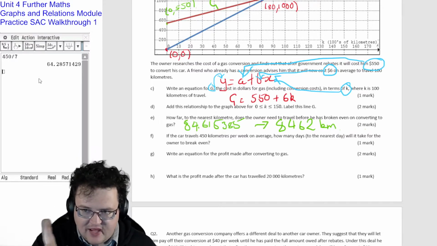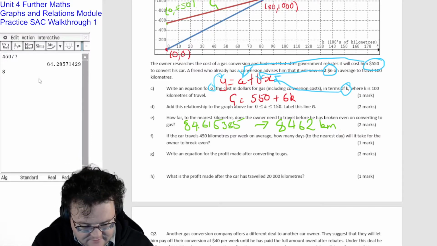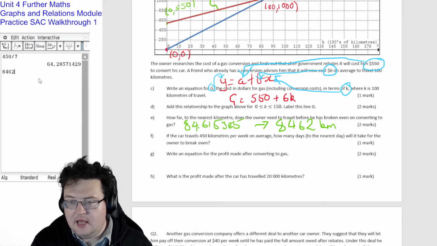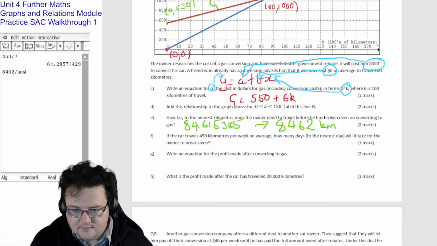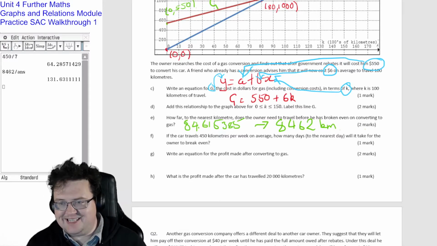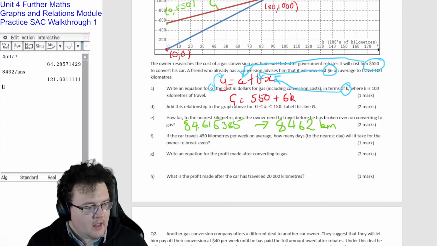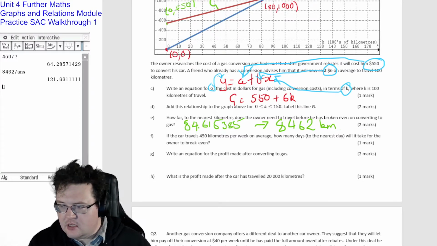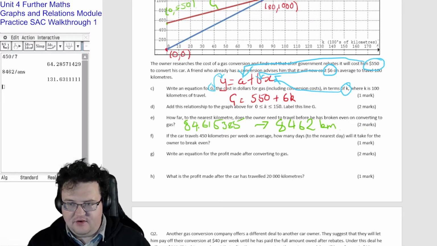So I'm now going to take 8462 and divide it by ANS. On your keyboard, ANS is found in Math 1, Math 2, and Math 3 in the bottom right corner of the keyboard, next to the EXE button and the copy paste buttons. I type that, and I get this fraction, which I then convert, and I get 131.63111. That is how many days it will take for the owner to break even.